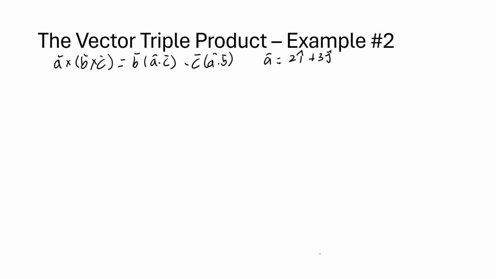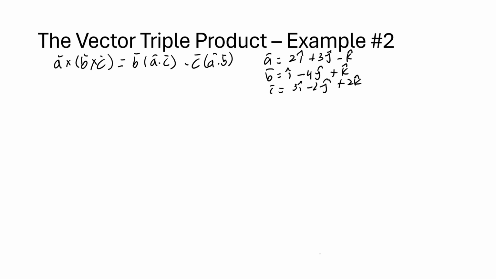Now let's look at another example. What I want to do is take this relationship that we just saw earlier, where we've got that's equal to B times A dot C minus C times A dot B. And I want to show that that's valid for the example we just did, where we've got the vectors A is equal to 2i plus 3j minus k, B is equal to i minus 4j plus k, and C is equal to 3i minus 2j plus 2k.